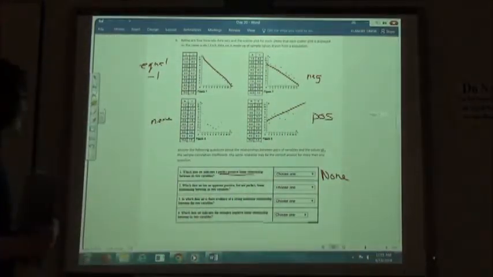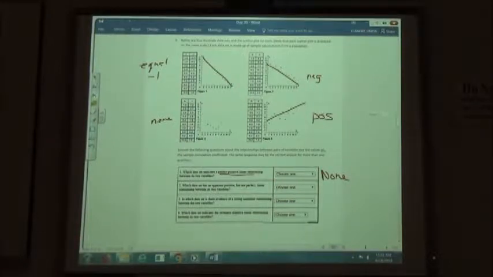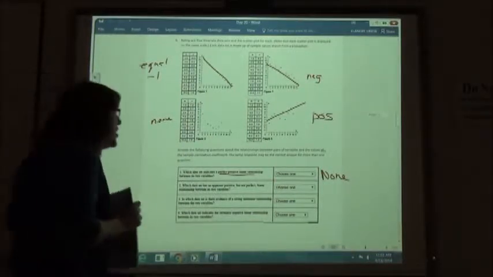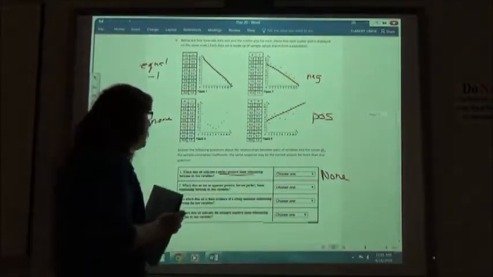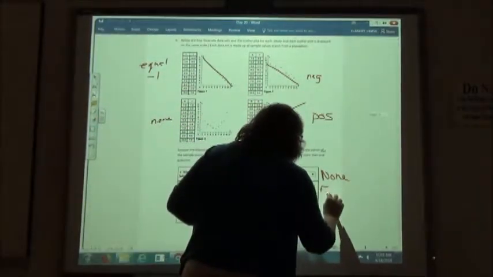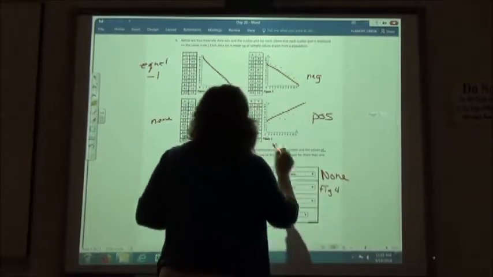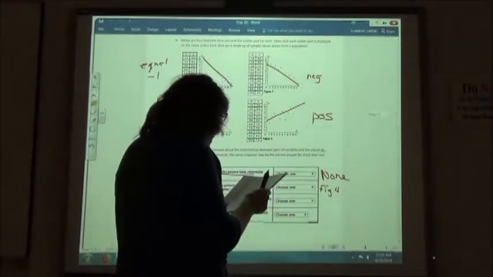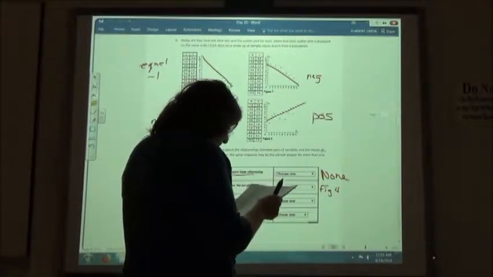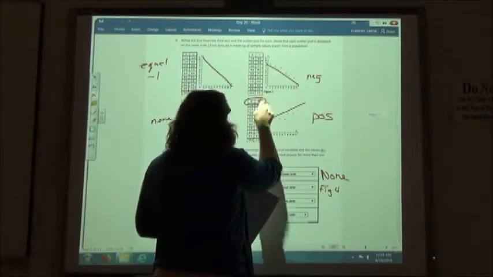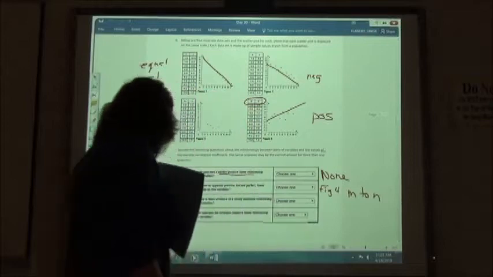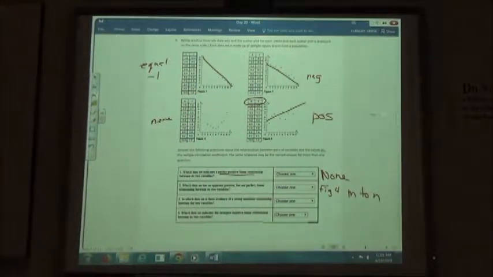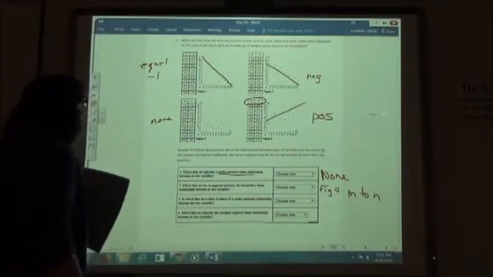For which data set has an apparent positive but not perfect linear relationship? Here's the one that has a positive relationship, but it's not perfect, and so that's figure 4. Figure 4 says we have what variables there? I'm having a hard time reading that. M to N. That's what those say. M to N.